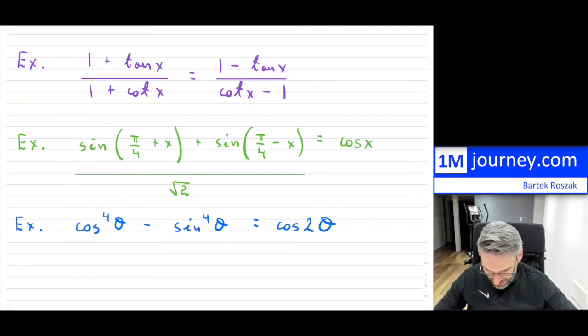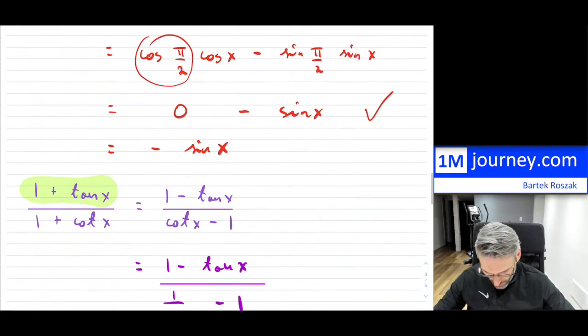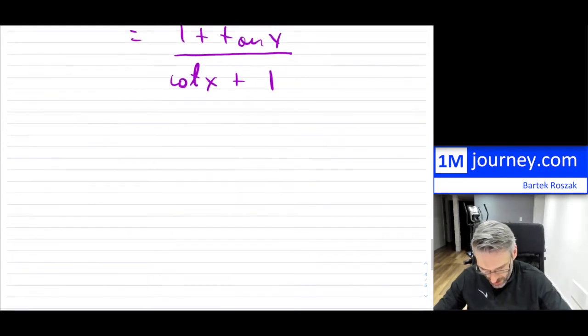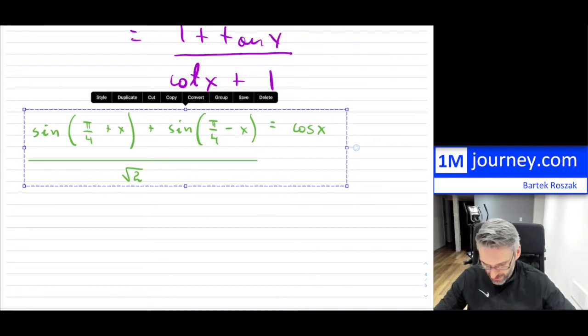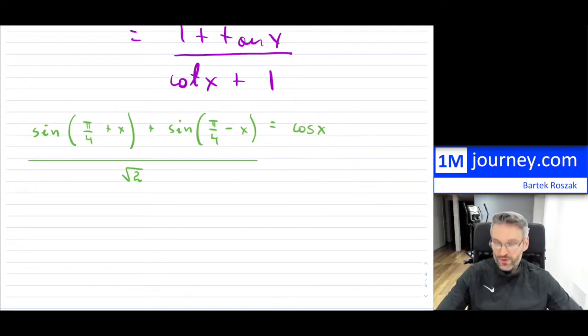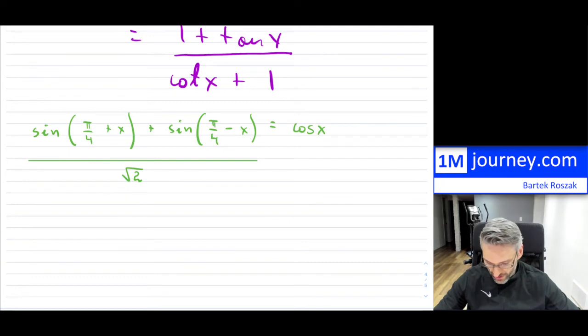The reason why I like something like this is because right away you can think of using compound angles to simplify. So if you take this, you have that pi over 4 plus x, which is compound. Notice on the right hand side I have just cos x. So I'm right away going to use compound formulas here.